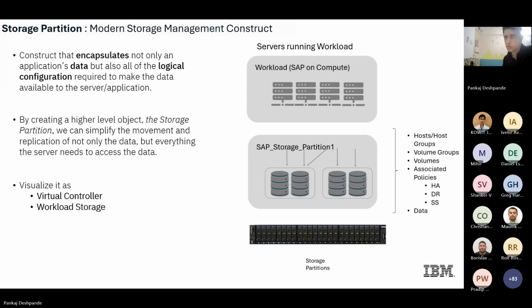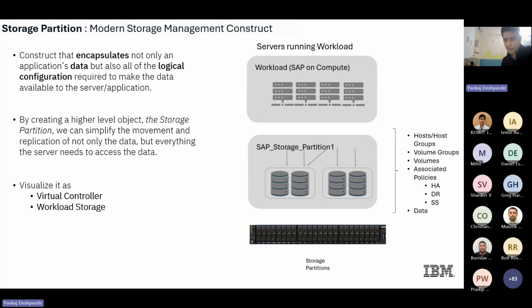The storage needs to know which of the hosts are going to talk to it. It will have volume groups, volumes, associated policies of HA, DR, and the data itself. All of that put together is then this new unit of management, the partition. You can visualize it as a workload storage, or if you take multiple workloads put together, you can visualize it as a virtual controller. And so that becomes the unit of management from here on.